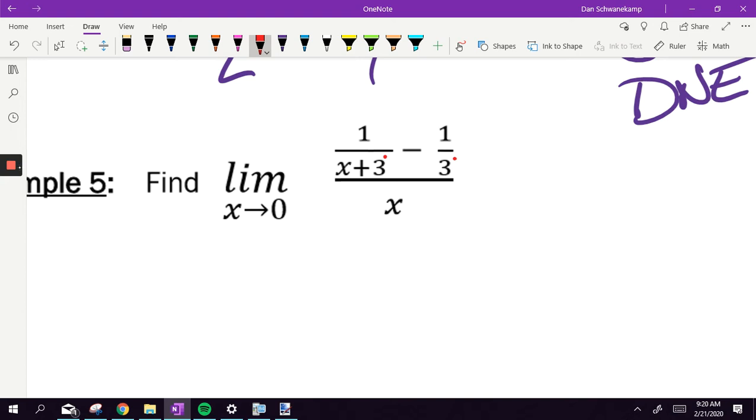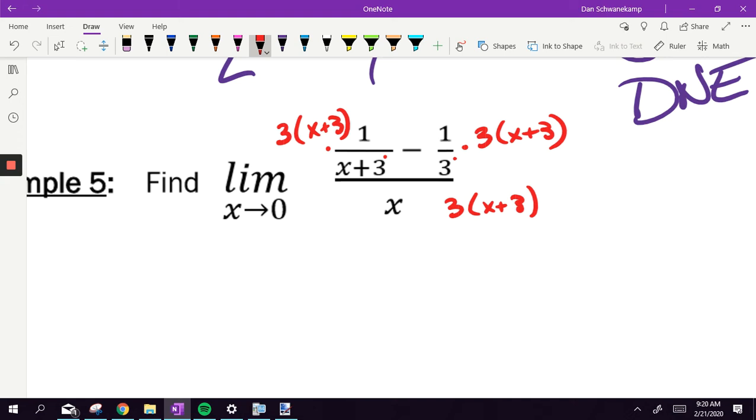And so what could I multiply everything on top by so that there's no longer fractions on top? 3 and x plus 3. I'm going to multiply this by 3 and x plus 3. And if I multiply everything in the numerator by something, I have to multiply everything in the denominator by something. I have multiplied everything in the problem by 3 and x plus 3.